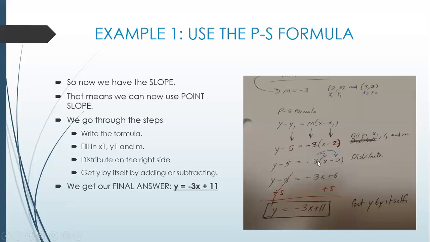Third, we distribute on the right side. We multiply. Negative 3 times x is negative 3x. Negative 3 times negative 2 is positive 6. Then we get y by itself by adding or subtracting. To decide that, we basically say, what will cancel stuff out? I have a minus 5 on this side. The opposite of minus 5 is plus 5. Therefore, if I add 5 on that side, it will cancel out the minus 5. So I get negative 3x plus 6 and I add 5 to both sides, this will cancel. 6 plus 5 is 11. So now y is by itself. I'm happy. We have the final answer. y is equal to negative 3x plus 11.